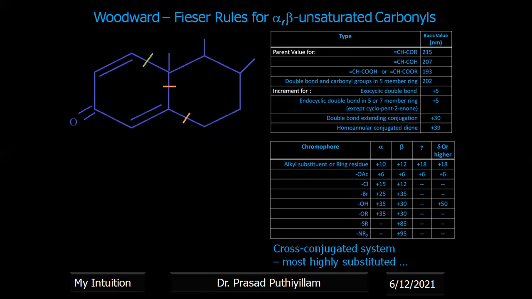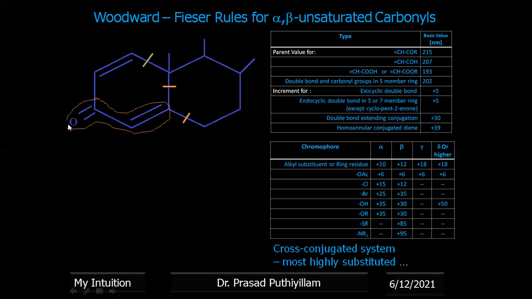On the other side, I have differentiated with 2 different colors. This is green color, and I think this is orange color. In this particular way, if you go, it has got one substituent. This particular way, if you go, it has got 2 substituents. Therefore, the most highly substituted alpha beta unsaturated carbonyl is what we will consider. Therefore this one we will consider.